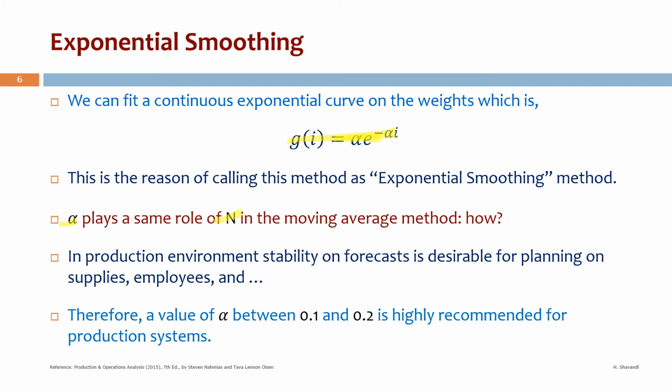So if we consider a larger value for alpha, this means that we are considering a small number of periods, I mean a smaller n. And if we consider a smaller value for alpha, this means that we are assigning higher weights to the past data. So we are expanding the range of the most recent data, I mean n increases, right? By this essence, we can say alpha here plays the same role as n in moving average.